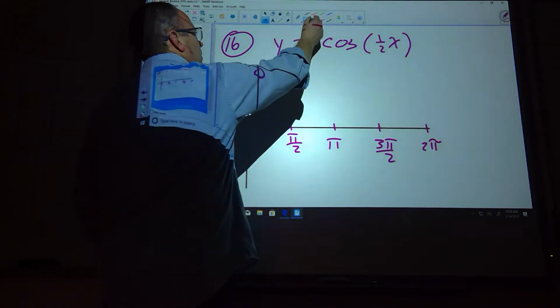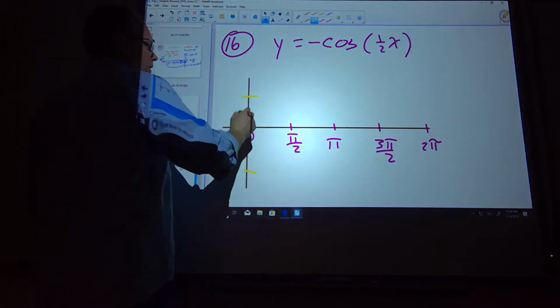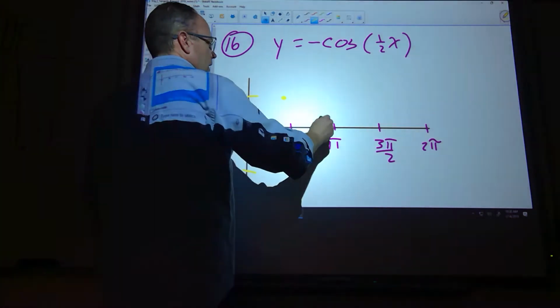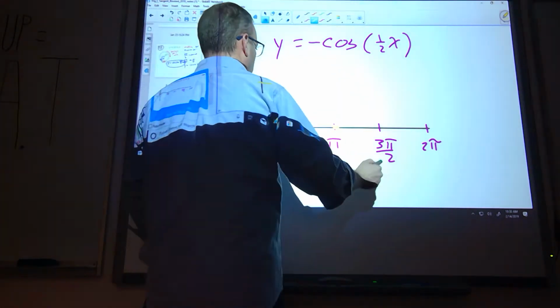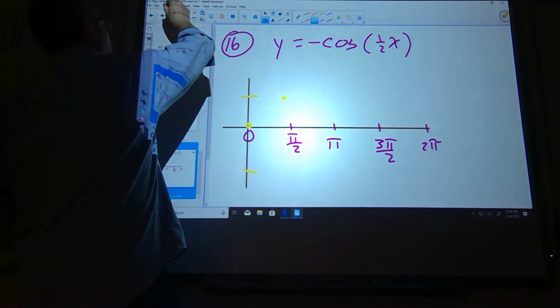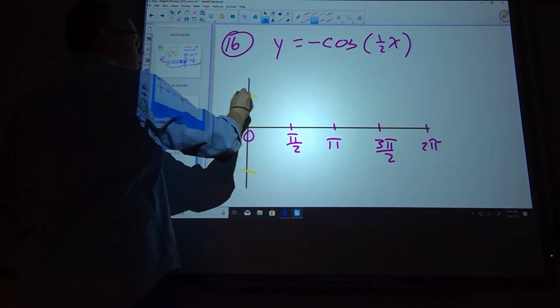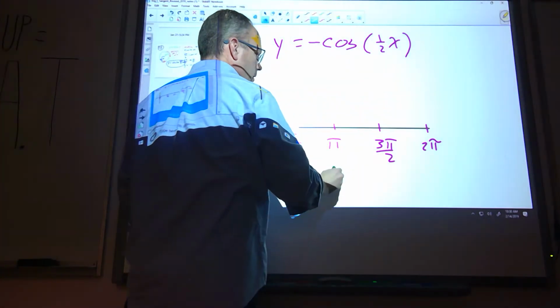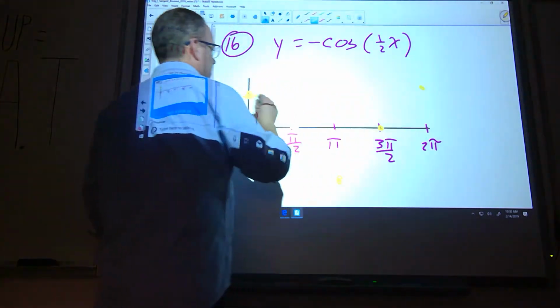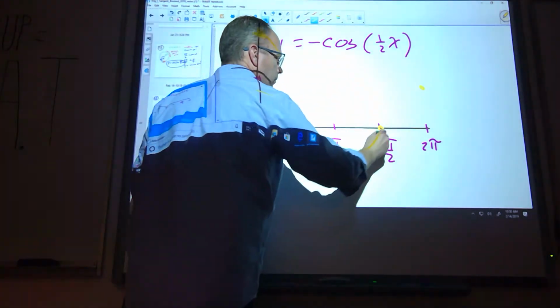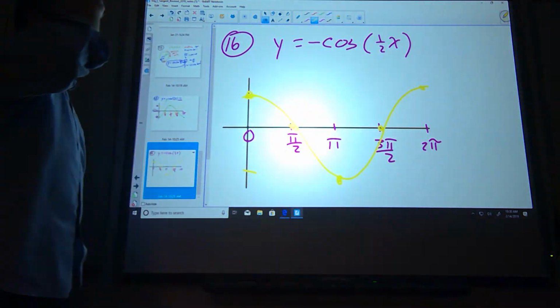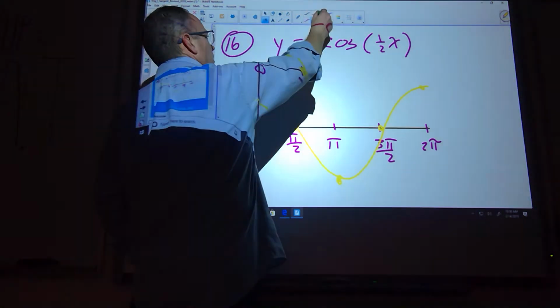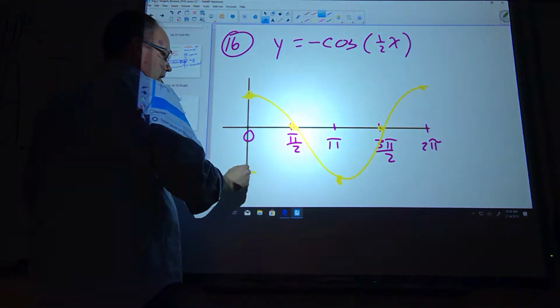All right, so my normal parent function cosine is this. Nope, why did I just do sine? I'm sorry. Here, here, here, here, here. So that's my regular cosine. So things that are going to take place. Let's flip it because of that negative.